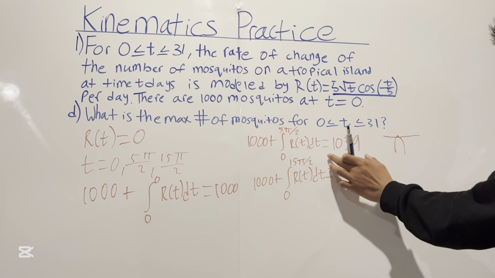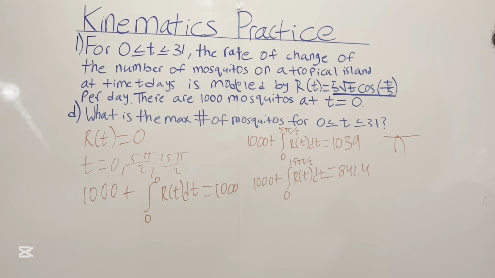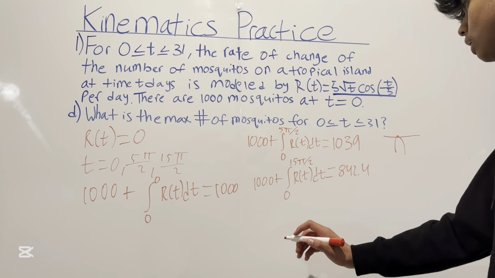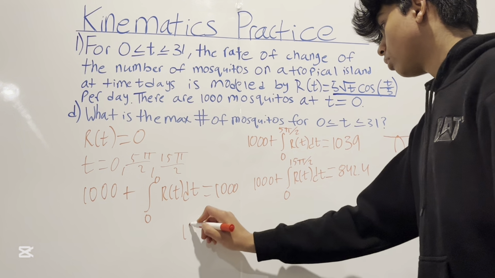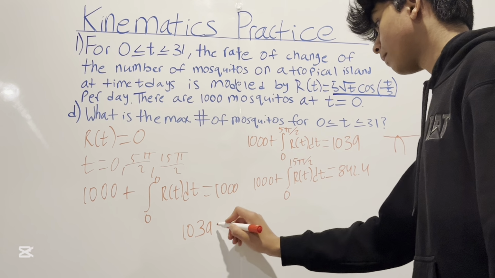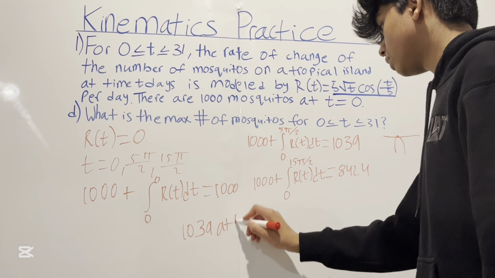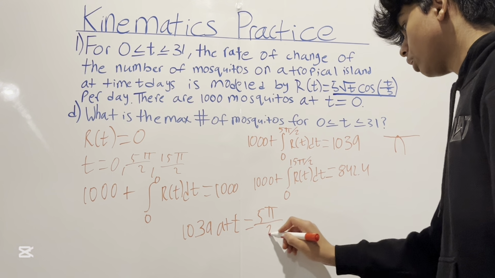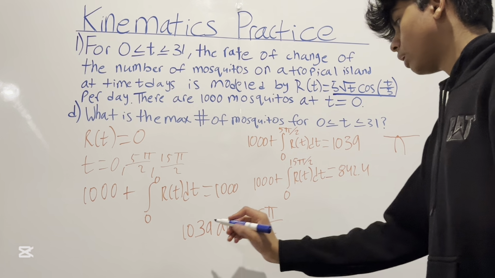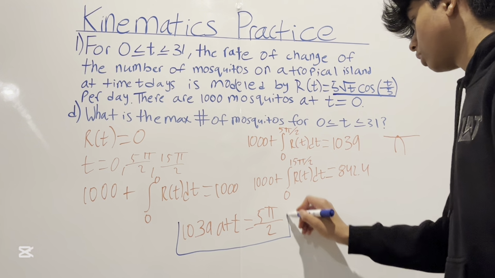So from these three values, we can see that 1039 is the highest. And this is when t is equal to 5 pi over 2. So we can say the maximum number of mosquitoes is 1039 at t equals 5 pi over 2. And this is our final answer.